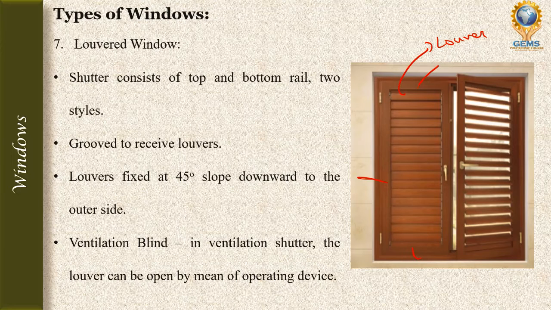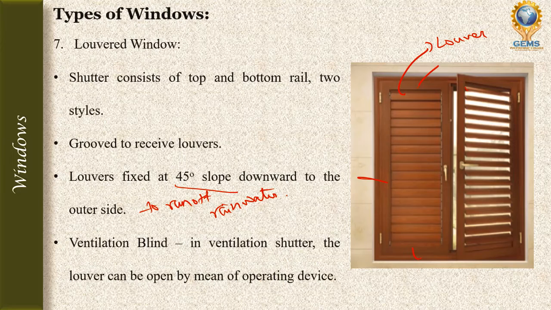And these vertical stiles will be grooved so that these louvers can fit inside the vertical stiles. These louvers are fixed at a 45-degree slope downwards to the outside. So why are we giving the 45 degrees? See here, there is some angle. We provide it to run off rainwater. During the rainy season, we have to run off the water, so to do that, we are providing the 45-degree angle.